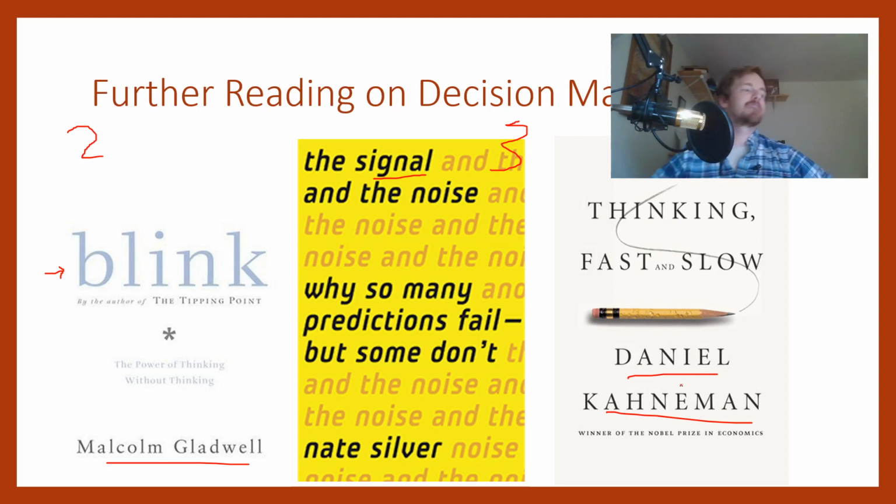And then finally we have Nate Silver, who I referenced in the previous slide. Nate Silver wrote a book about Bayesian statistics called The Signal and the Noise, and it's pretty good. It's not the best, probably. The book is probably about 6 chapters too long, but it's an interesting read.